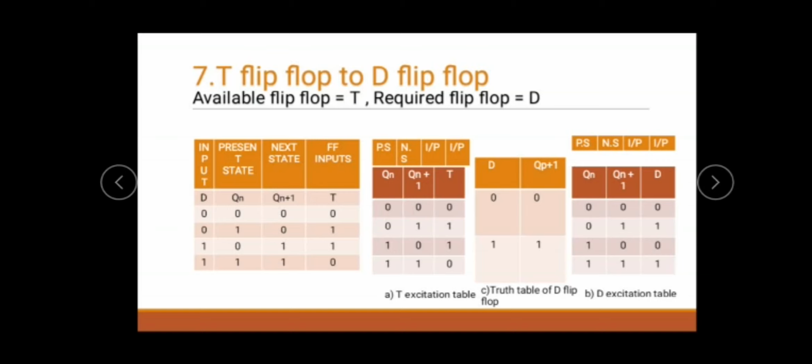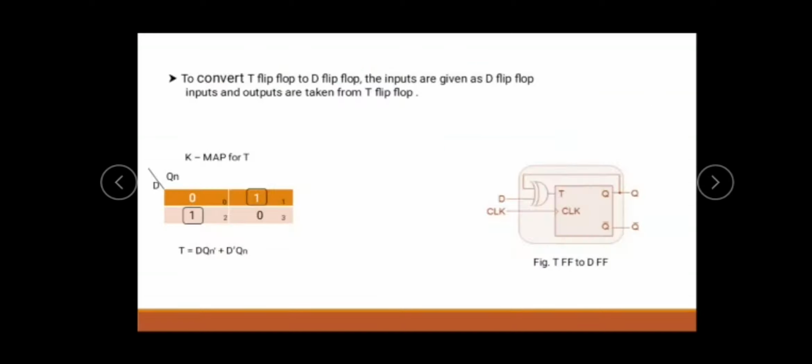001, 011, 101, 110. We need to simplify T using Qn and D. For this, using the K-map, find the Boolean expression. We place the T column in this K-map as shown in the figure: 0, 1, 1, 0. The output is T is equal to D Qn bar plus D bar Qn. As the last step, we need to draw the circuit diagram of the available T flip-flop. We need to modify this diagram as per the Boolean expressions as shown.